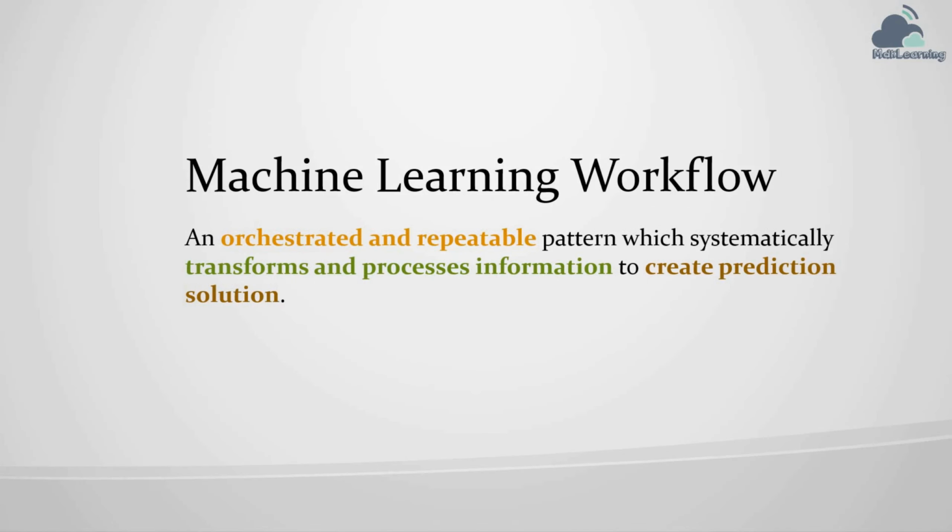While there are numerous definitions of the machine learning workflow, I like this definition. As you can see, the machine learning workflow is orchestrated and repeatable. This means work has been purposely organized into defined tasks, and the same workflow can be used to develop solutions to different problems. Transforms and processes information. That is, before we can use data in creating solutions, it must be transformed into a format we can use for processing. And finally, the product of the workflow is a prediction solution. Implicit in this is that the prediction solution must meet the performance criteria we specify. With this definition in mind, let's take a look at the steps in the machine learning workflow.